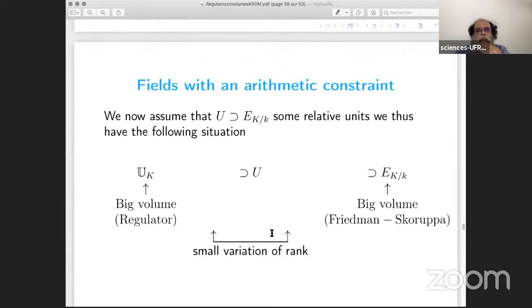So now we go to the third result. So I draw the following picture. So you have some subgroup which is large enough to contain the relative units.